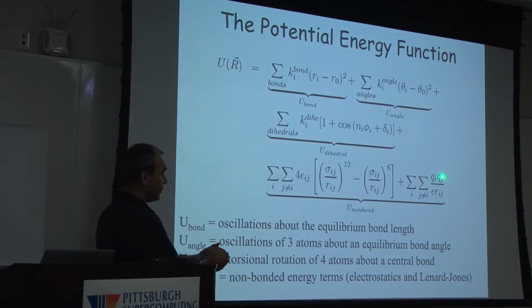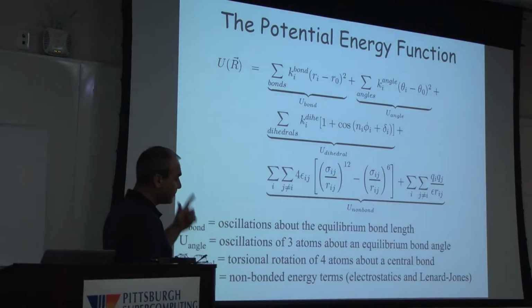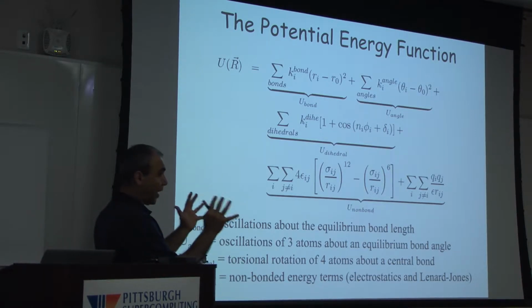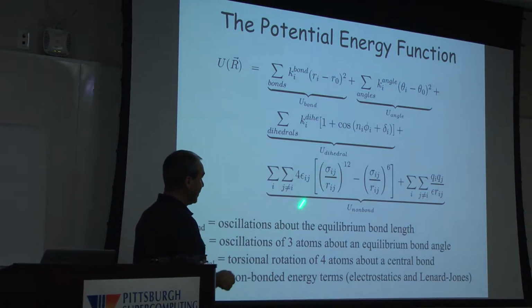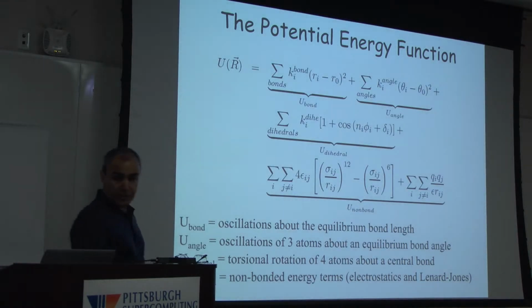Again, we need partial atomic charges, and we need R min, which you saw specified in my previous example. Sometimes you see this specified as sigma, which is essentially representing the size, the radius of your atom here. And we need to have epsilon ij, how strong the interactions are.